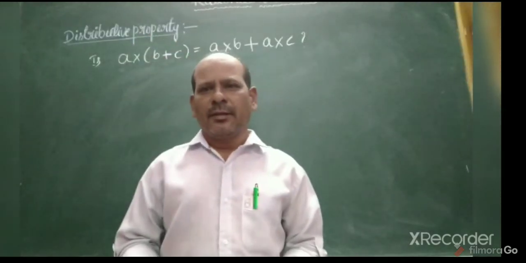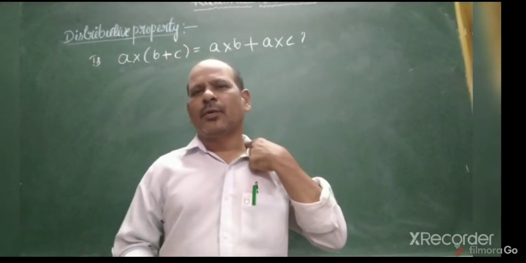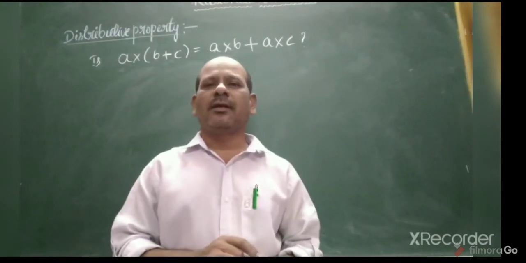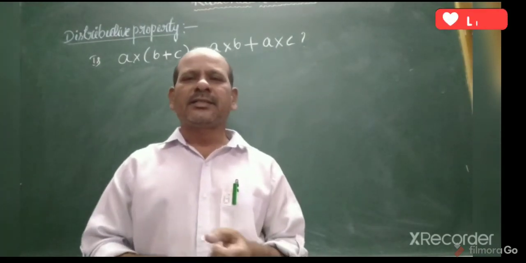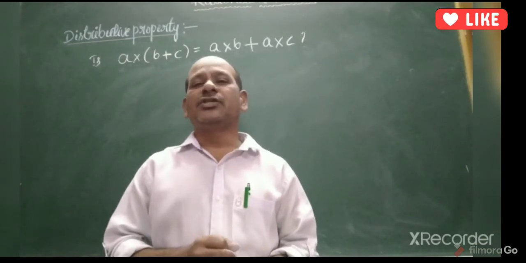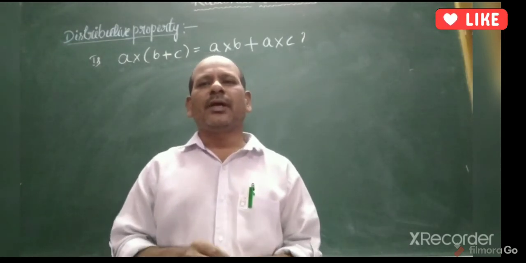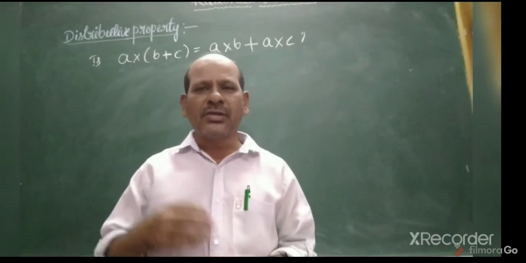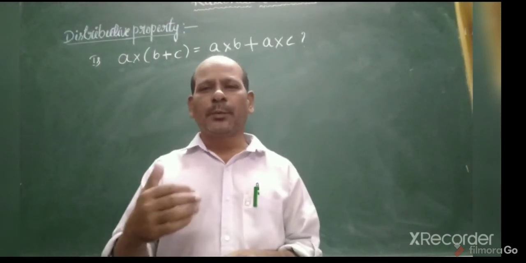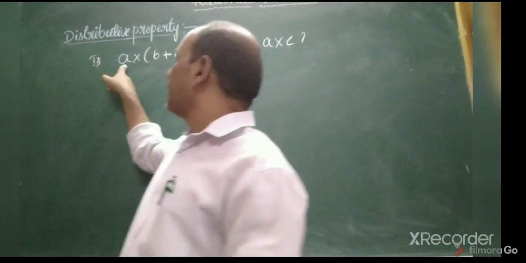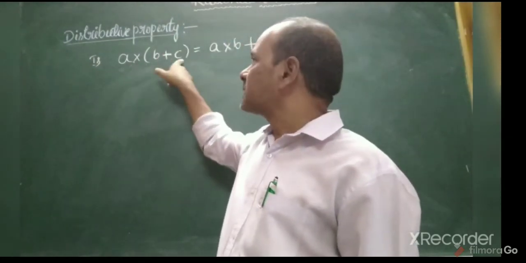Hi viewers, before we discussed closure property, commutative property and associative property of three numbers, and let us discuss today about distributive property of rational numbers. Distributive property of multiplication over addition, that is a into b plus c.